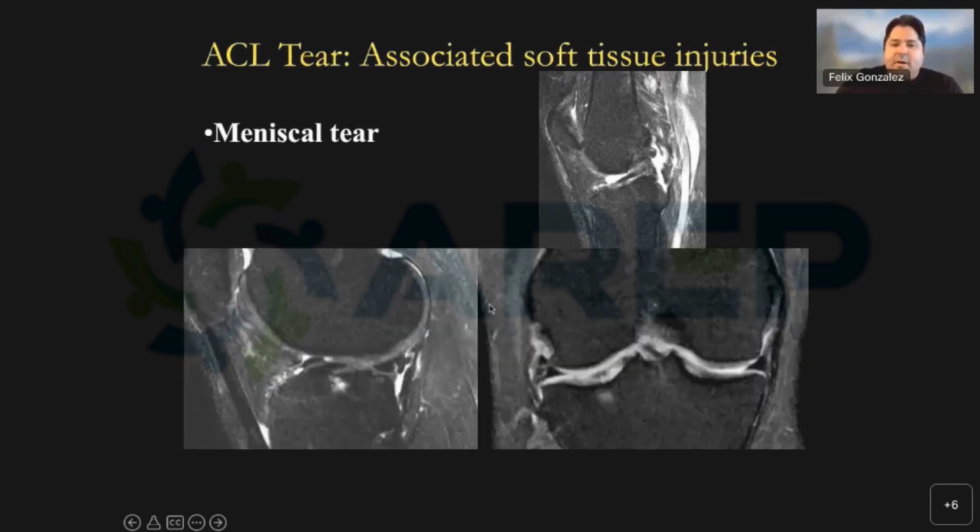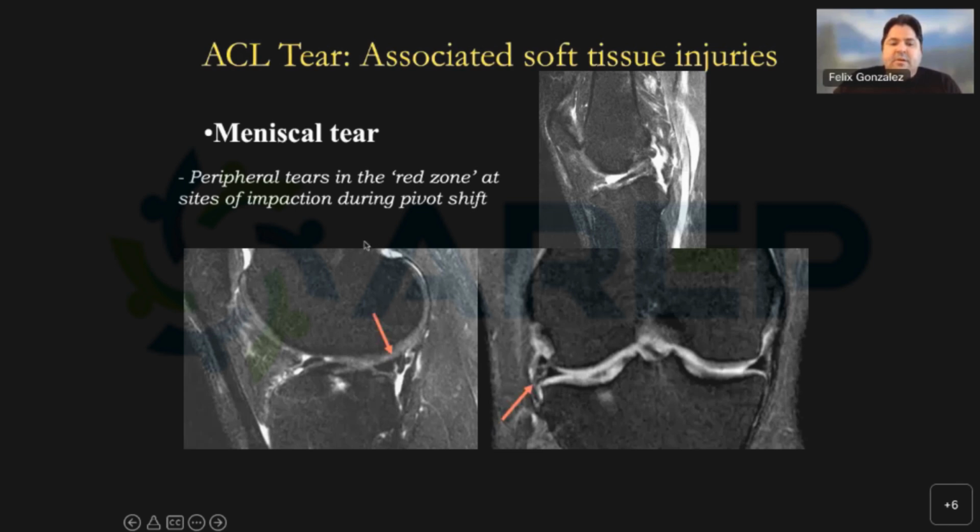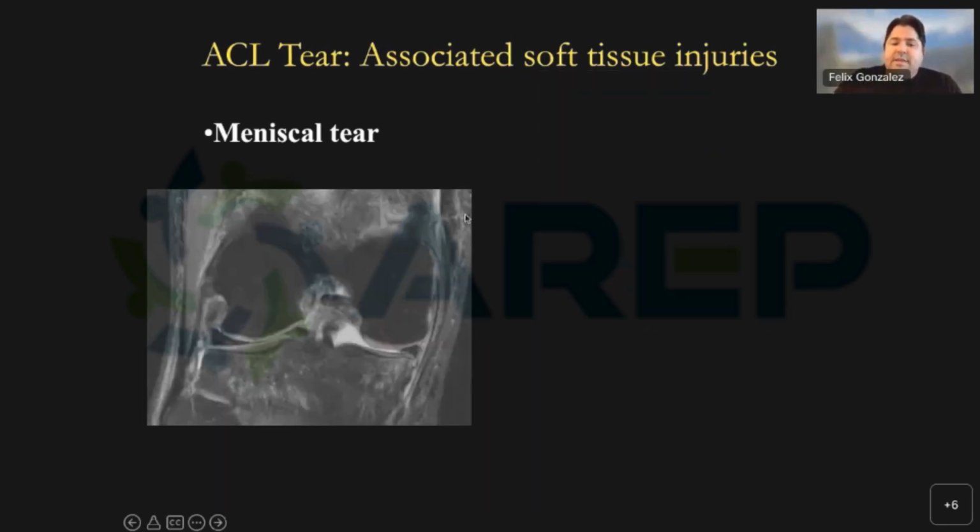So this is an example of an ACL tear that has what we'll call a ramp, RAMP. There's a lot of interest right now in the surgical literature looking at this injury. Basically, this is a peripheral longitudinal tear at the posterior horn of the medial meniscus that can occur in the setting of an ACL tear, right there. This injury is usually happening in the red meniscal zone, which is the site of impaction during that pivot shift injury, where you see that meniscus basically get crushed posteriorly, later presenting itself as a tear in this location.